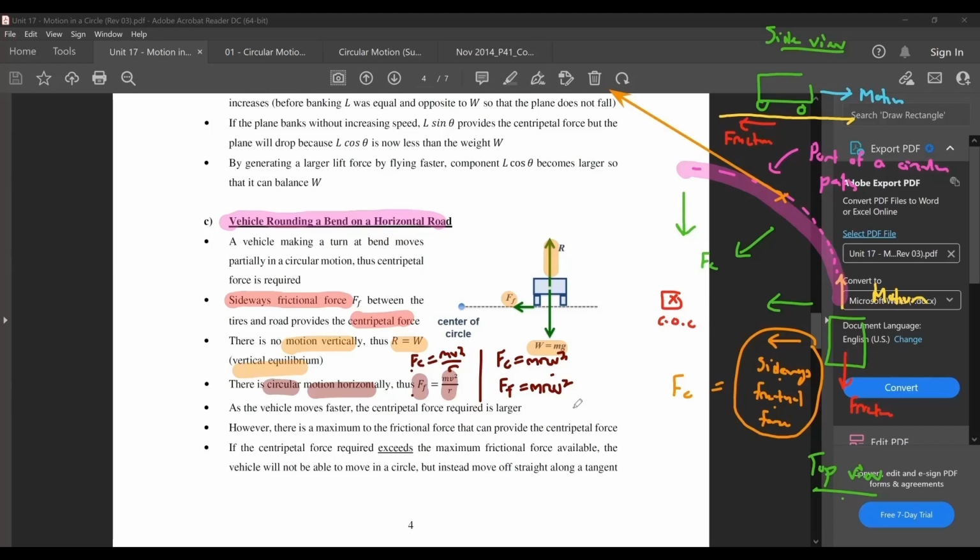Now, you need to first understand this. When your vehicle moves faster, you will actually require a larger centripetal force. Because you can see from here, Fc is equal to mv squared over r. If you try to move faster, your Fc required will also be larger. But for the case of a car moving around a bend or in a circle, your centripetal force is actually provided by your frictional force. And your frictional force has a limit to it. There's a maximum to the frictional force that is providing your centripetal force. If the centripetal force required exceeds the maximum frictional force available, the vehicle will not be able to move in a circle, and you just move off straight along a tangent.